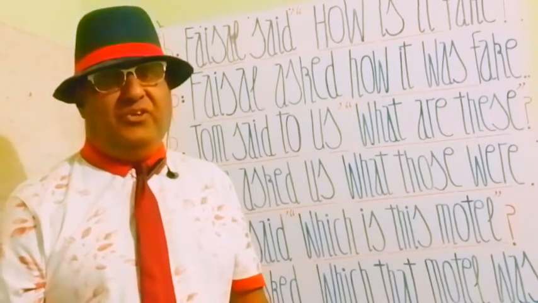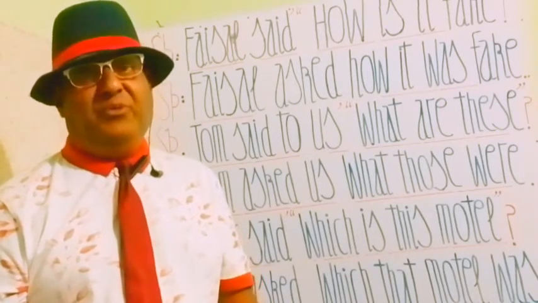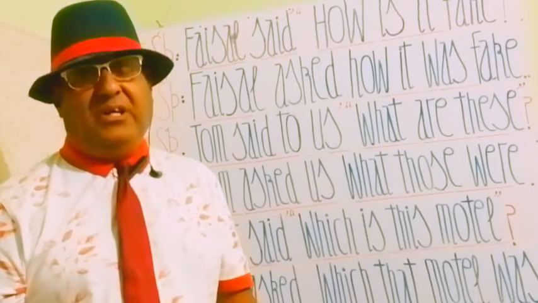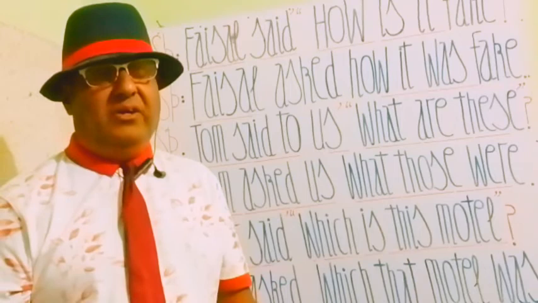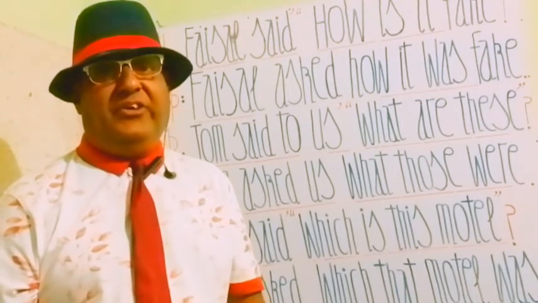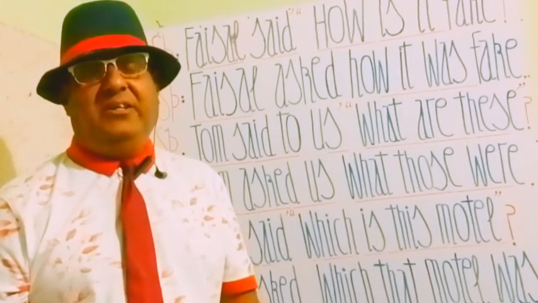So this is a new formation. Let's read it out. Amir asked which that motel was. हमने पूछा वो मॉडल कौन सा था. You see, my students, these are very beautiful statements of interrogatives in direct speech and then this changes to indirect speech. Let's see.